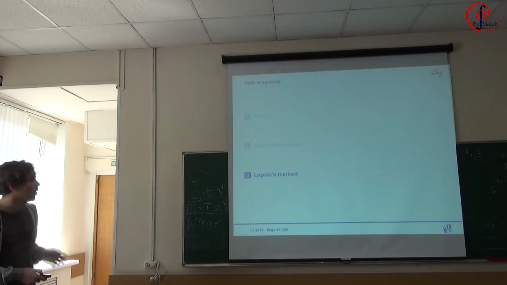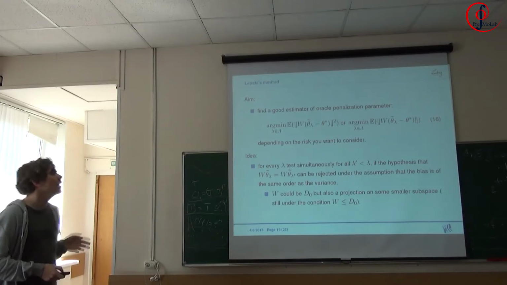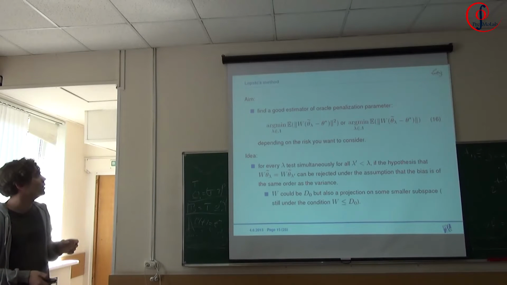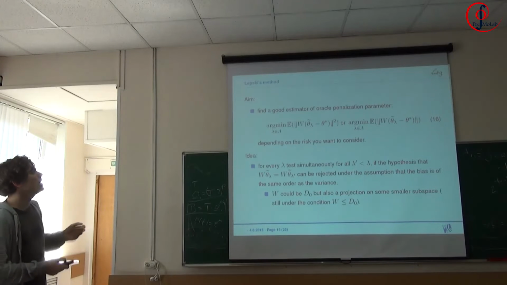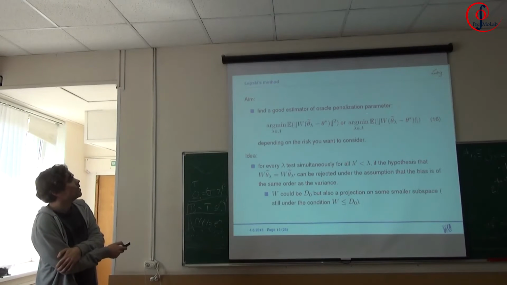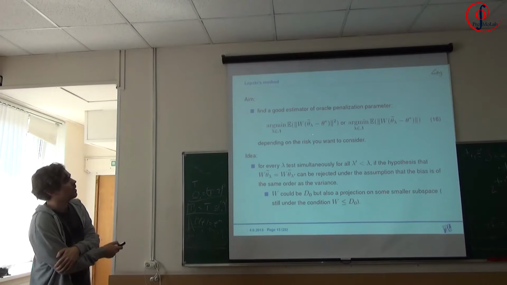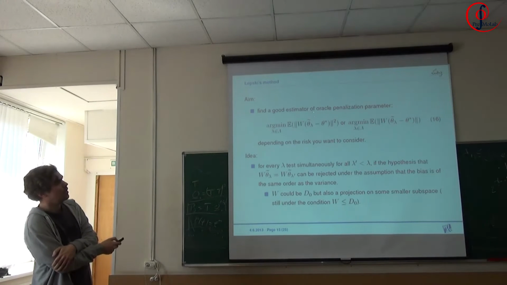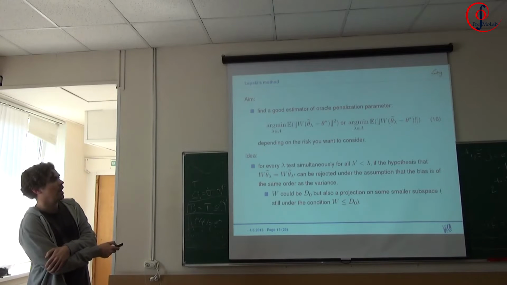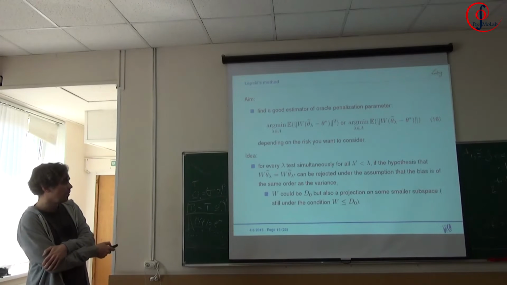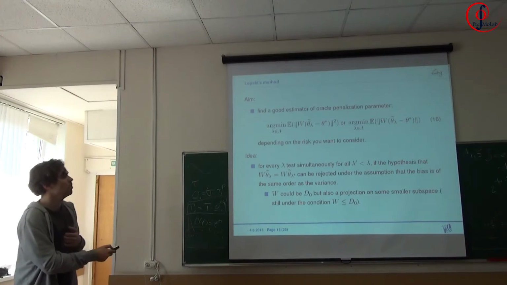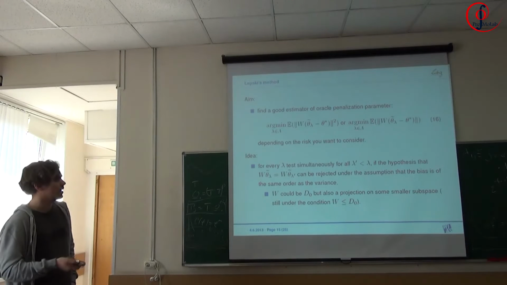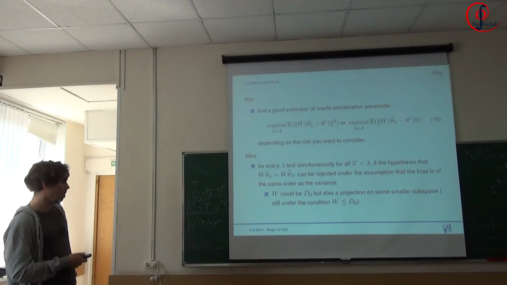Now we want to use this to do model selection and use Lepski's method. I'm going to give the main idea of Lepski's method and then show the results we got. The aim is to find a good estimator of the oracle penalization parameter. What does a good estimator of the oracle penalization parameter mean? You give yourself some loss, for example this quadratic risk with respect to this W matrix, or just the expected norm here, and you look at the minimizer lambda, which you could call lambda star.